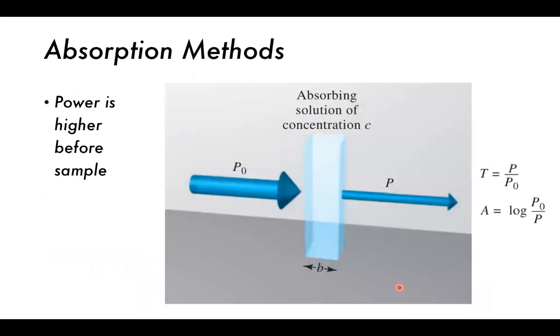So for absorption methods, the power should be higher before the sample than after the sample so that some of it can be absorbed by the solution of concentration C. And T, of course, is equal to P over P0, and A is equal to log of P0 over P. So it's all based on this incident power and transmitted power.